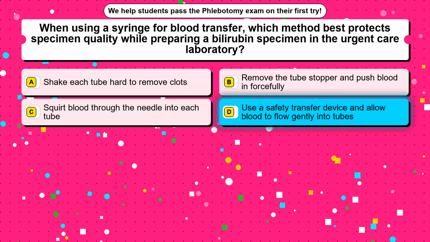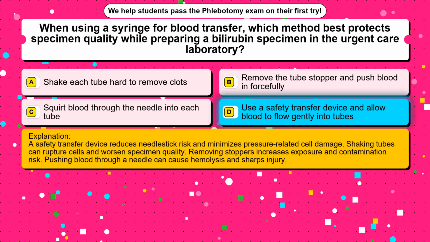The correct answer is option D. Use a safety transfer device and allow blood to flow gently into tubes. A safety transfer device reduces needle stick risk and minimizes pressure-related cell damage. Shaking tubes can rupture cells and worsen specimen quality. Removing stoppers increases exposure and contamination risk. Pushing blood through a needle can cause hemolysis and sharps injury.